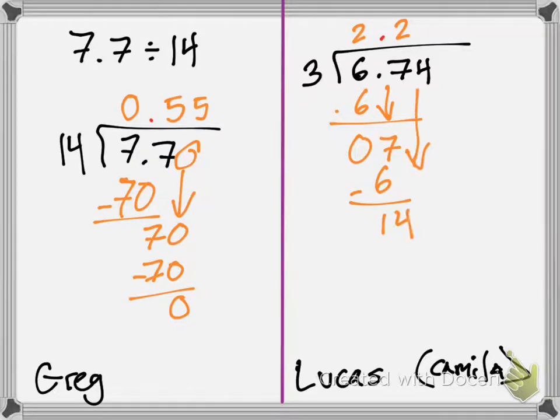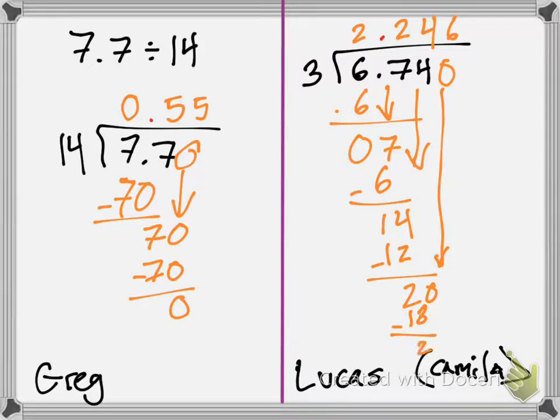How many times does 3 go into 14? 4 times. That's 12. We get 2. Hey, I ran out of numbers. What do I need to do? Add a 0. Perfect. We bring down our 0. How many times does it go into 20? 6. Goes in 6 times. That's 18. We get a 2.